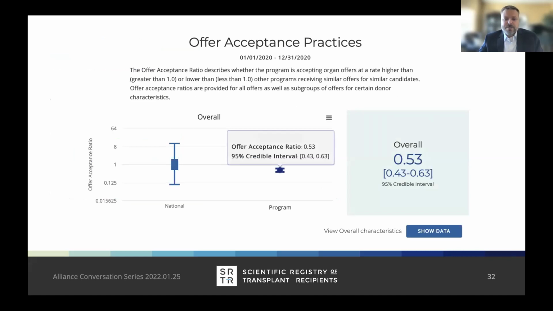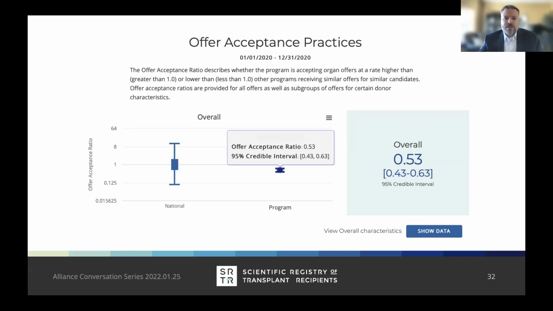So here's another example of a program's offer acceptance ratio. This one here, their overall offer acceptance is at 0.53. So that is about half what we would expect. So this is a low accepting program relative to what other programs are accepting for similar offers. And so that's perhaps interesting.